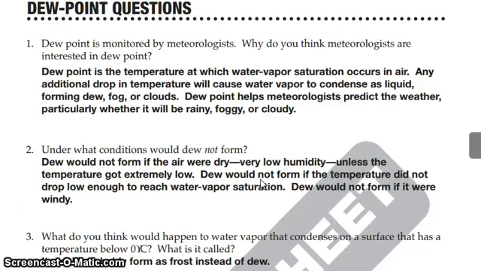Under what conditions won't dew be able to form? Okay, dew is not going to be able to form when it's very, very dry, or if the humidity is very, very low. If there's a very, very cold temperature, that would also be a factor. And the dew is not going to form if the temperature doesn't reach the dew point. So if we can't cool the air off enough down to the dew point, then we won't get that water vapor to start to condense out. The other thing that's going to prevent dew from forming is wind.